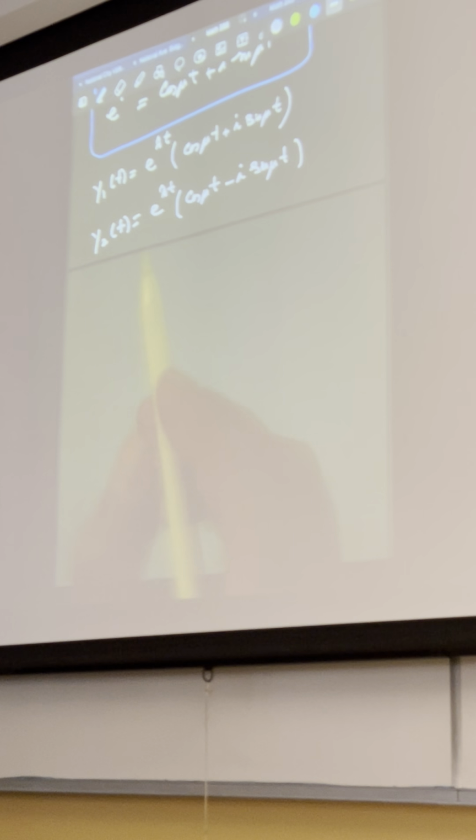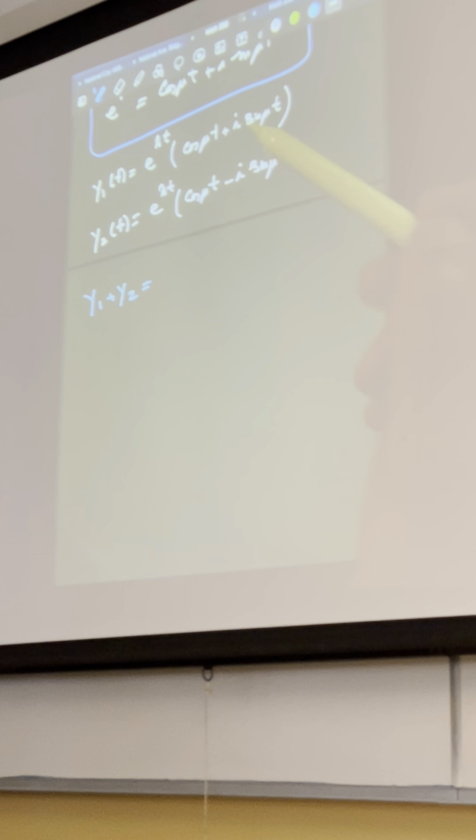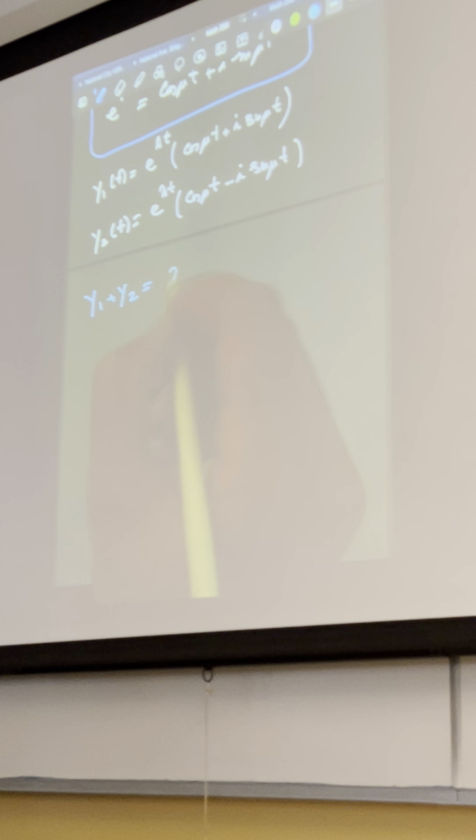So I can add y1 and y2 here. I can add y1 and y2, and what do I get? You see those two cancel out? So I get 2 e to the power of lambda t cosine of nu t.